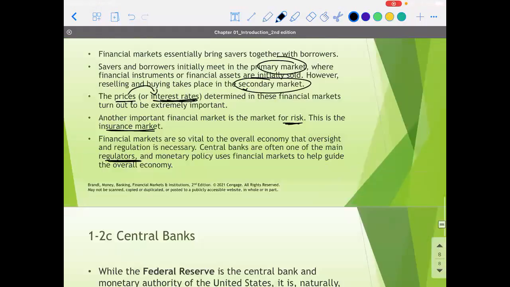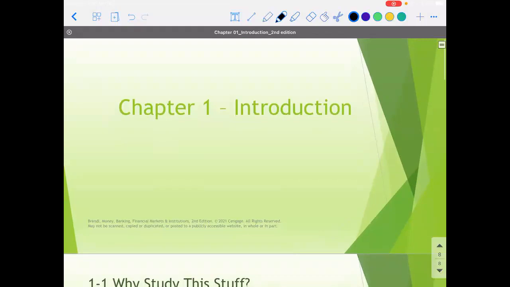Okay, so this is a very short chapter. You basically had a very easy first week here with this chapter. Next, we'll get into chapter 2, where we'll start to look at money much more closely.